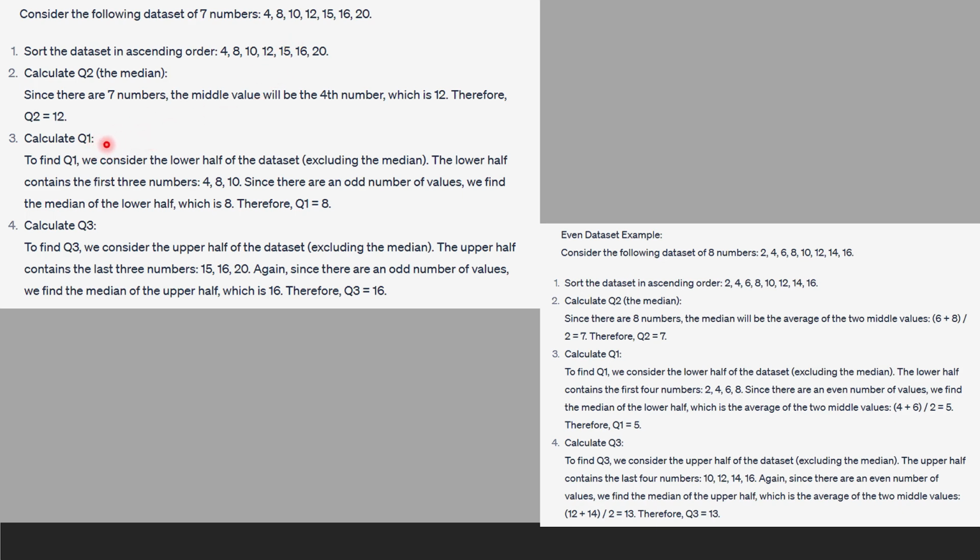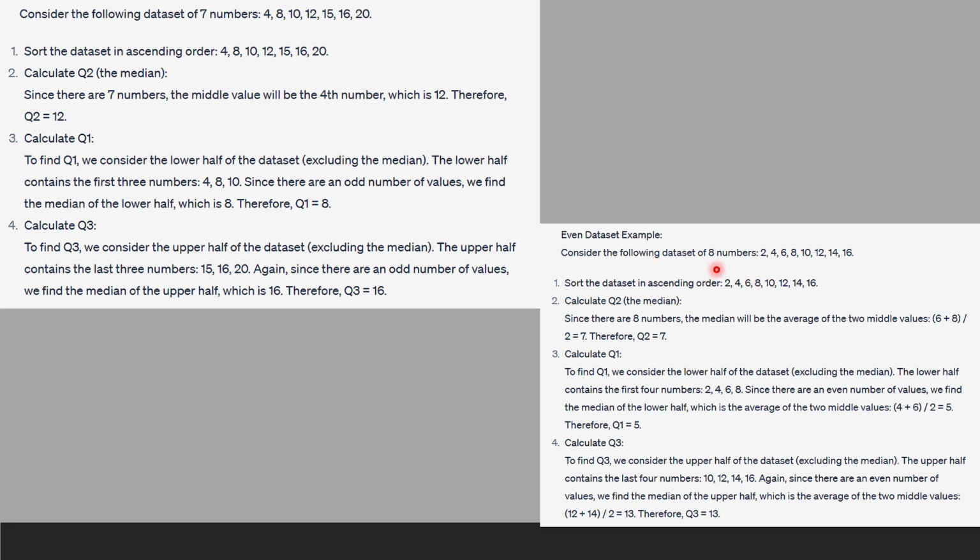To calculate Q1, we take the lower half of the data set excluding the median, so we drop the median temporarily. The lower half contains the first 3 numbers, that is 4, 8, 10. Since there are an odd number of values, we can find the median of the lower half, that is 8. So this is Q1, and lastly the upper half gives 16, that is Q3. In the case of odd, the median of all the data is Q2, the median of the lower half is Q1, and the median of the upper half is Q3. That is how you calculate in the case of an odd data set.